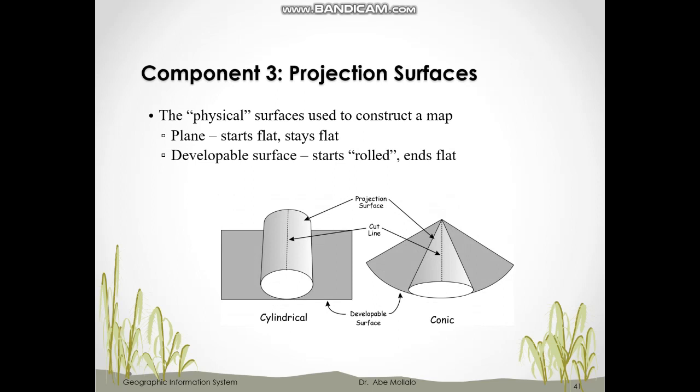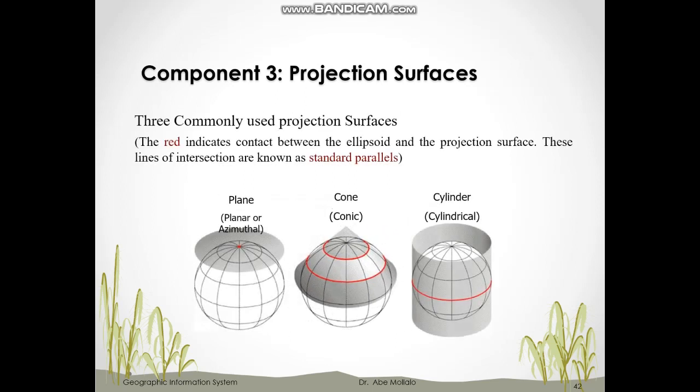You can choose different types of projection surface. You can choose a plane, which starts flat and stays flat after projection, or you can choose any developable surface such as a cone or cylinder, which starts rolled and then you have to open it and it ends flat after projection. So in most cases, there are three types of projection surface you can use: a plane, a cone, and a cylinder, and all of them are developable.